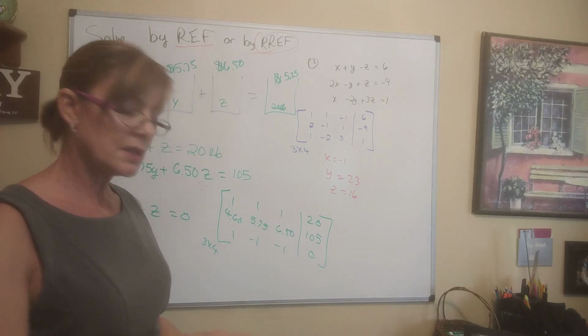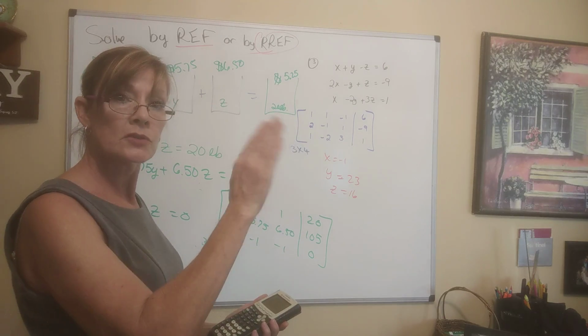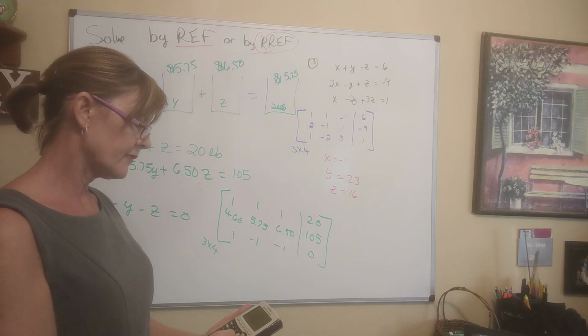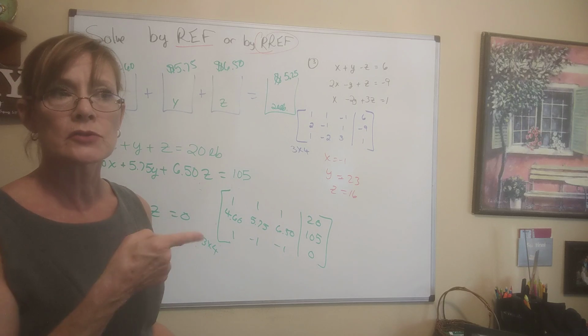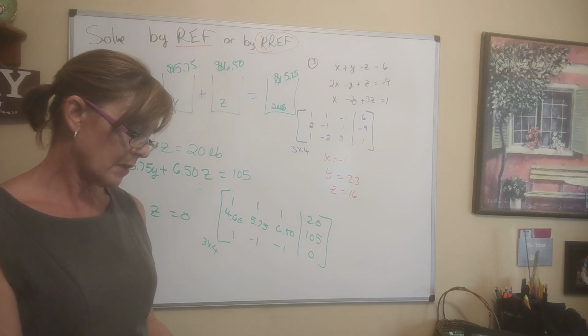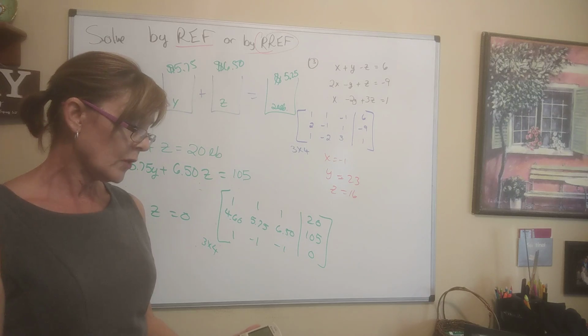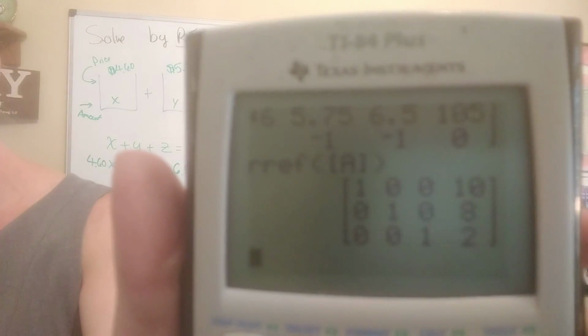Hit second quit to get out of the entering mode. Go to second matrix. Toggle to the right to math. Go down till you hit RREF. Hit enter. And then tell it what matrix you want to do the reduced row echelon form. Second matrix. I'm going to put in A because that's where I put all my information. And when I do that, this is what I get. My nice little reduced row echelon form.